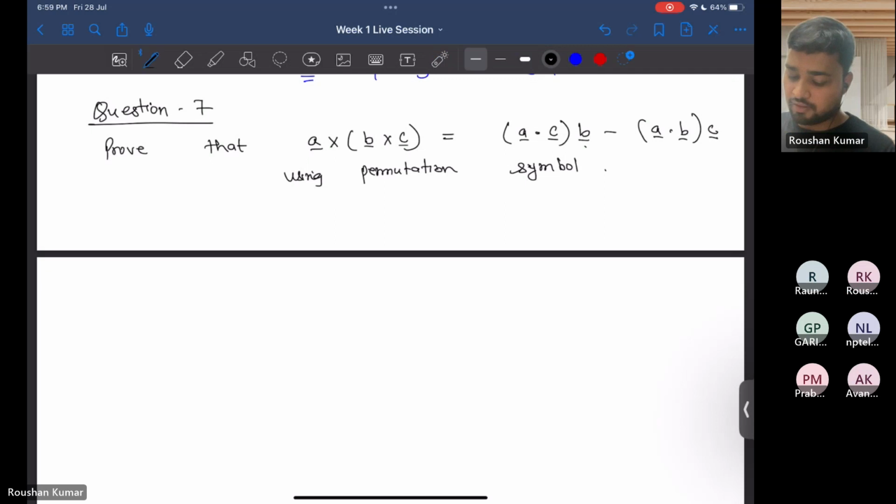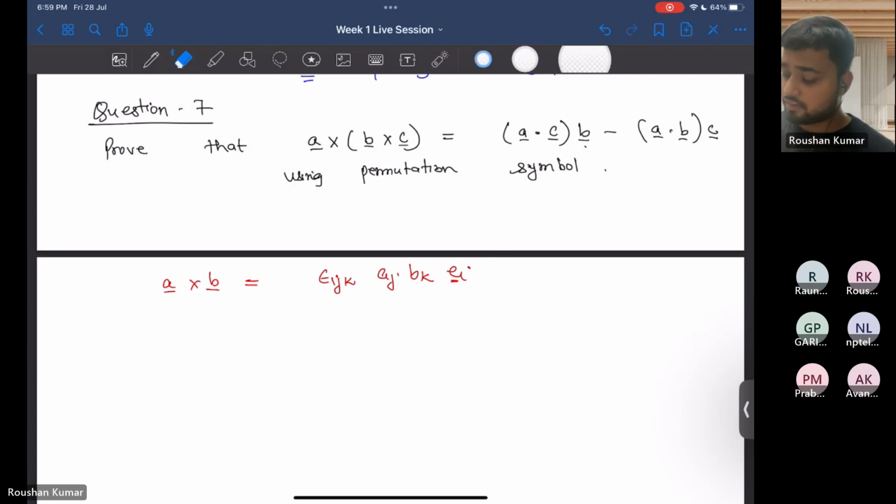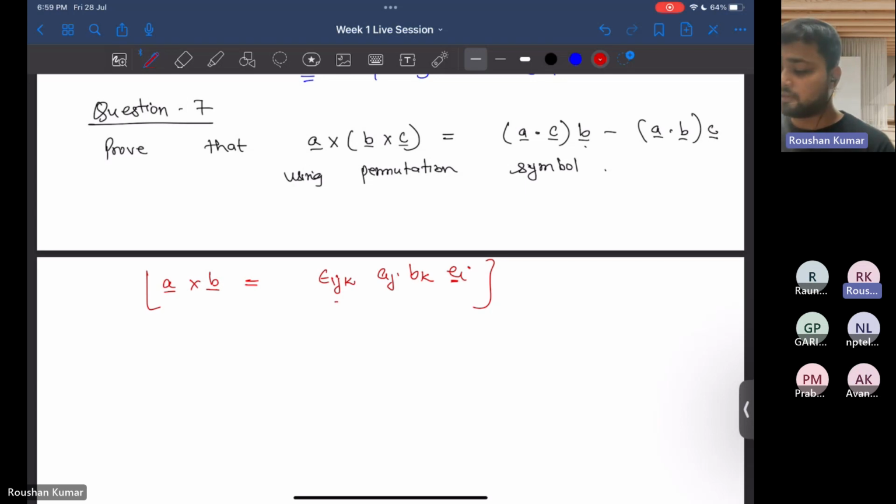So before going to solve this, I want to tell you that if we want to write A cross B in index notation, it can be written in this way: epsilon ijk aj bk ei. So in index notation, the cross product of two vectors can be written in this way. Now I'm going to prove the above formula, that is A cross B cross C is the same as A dot C times B minus A dot B times C.